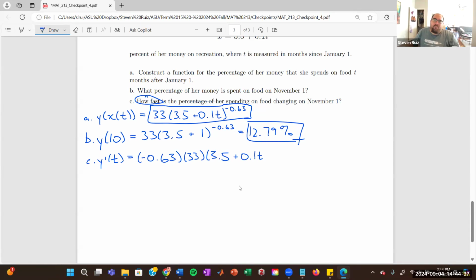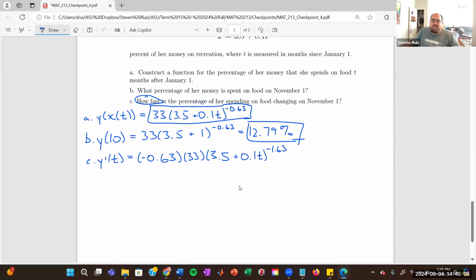Basically what I'm doing is I'm taking a derivative of the outer function with respect to whatever the inner function is. So for right now, I'm just leaving the inner function as is. So I brought down the exponent of negative 0.63 to multiply by this expression. What do I do with the power now? That gets decreased by 1. So this becomes negative 1.63. And we're almost done with the chain rule, but the last thing I have to do is this.